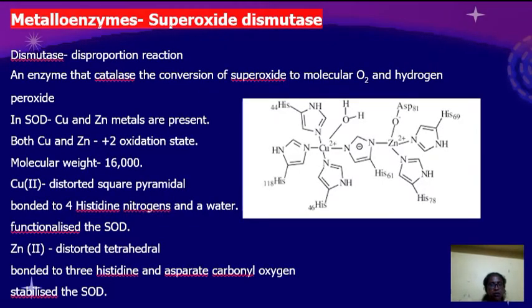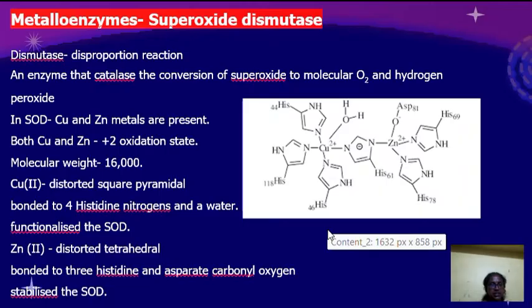Next, we will see about the metalloenzyme superoxide dismutase. Dismutase means disproportionation reaction, an enzyme that catalyzes the conversion of superoxide to molecular O2 and hydrogen peroxide. In SOD, it contains two metals, copper and zinc. Both copper and zinc are in +2 oxidation state. Molecular weight is 16,000. Copper 2 is a distorted square pyramid bonded to 4 histidine nitrogens and water.